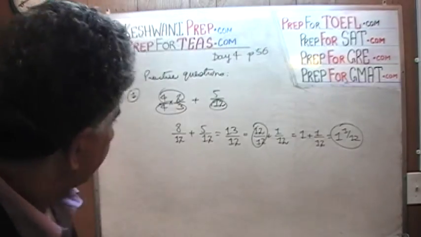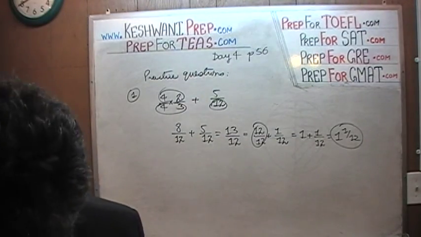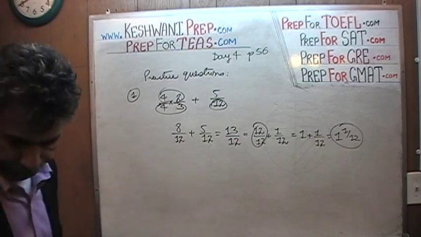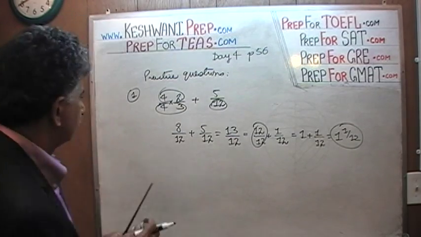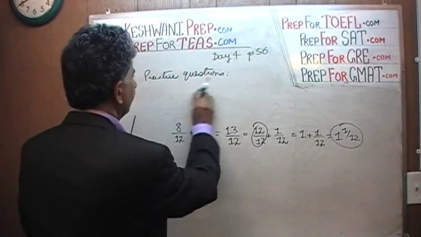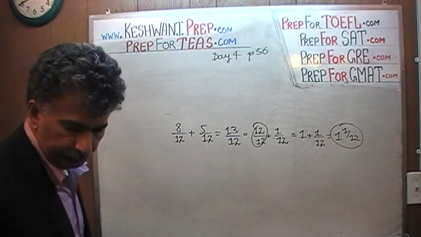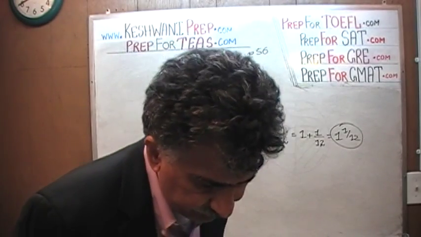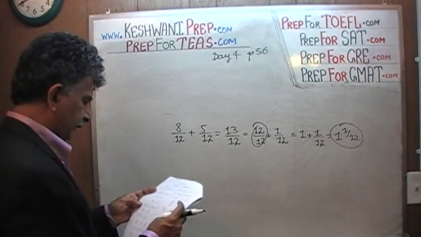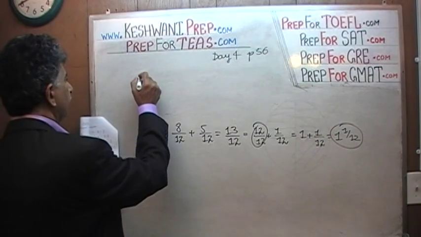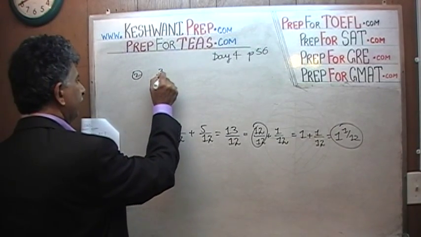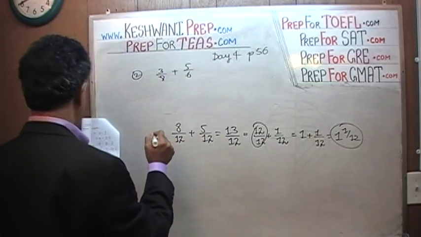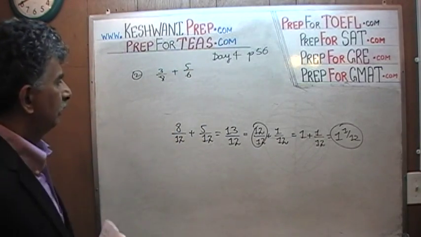Let's do the next one, number 2. Number 2 says simplify the expression that is 3/8 plus a 5/6. 3/8 plus a 5/6.